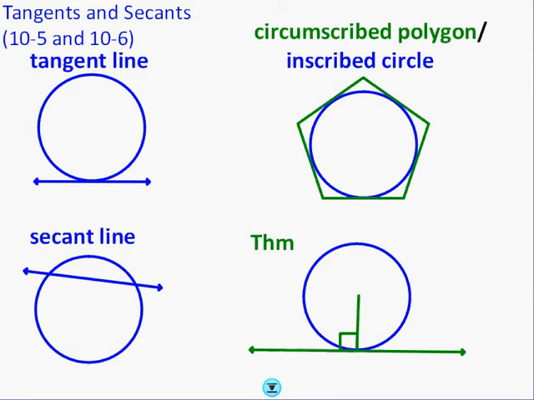This section deals with 3 lessons from the book, 10.5, 10.6, and 10.7. We're dealing with tangents and secants and intersections inside and on and outside circles. So first we'll begin with some definitions.